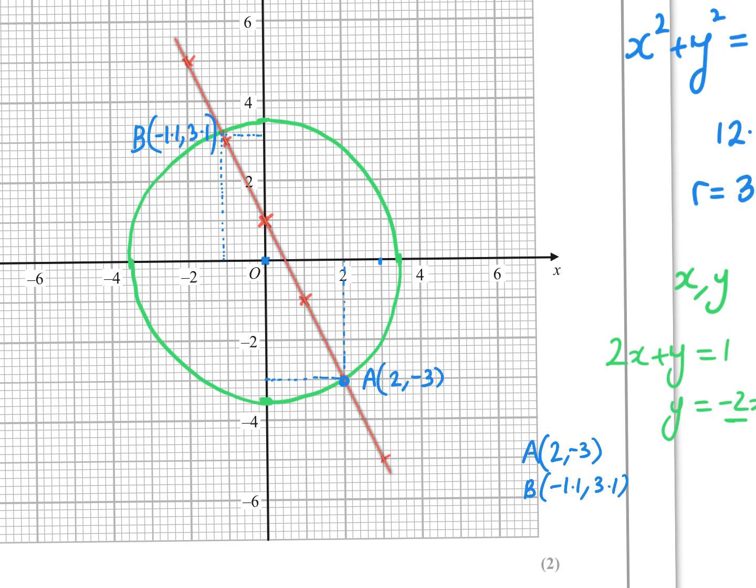And you can write it out: x equals 2 and y equals -3, and x equals -1.1 and y is 3.1, but you could see that from the way you've written the coordinates. So that's the solution for that question. You get a bit of leeway, obviously. I think on the mark scheme I remembered it said the circle doesn't have to be drawn exactly. It can be drawn freehand as long as it looks like a circle.